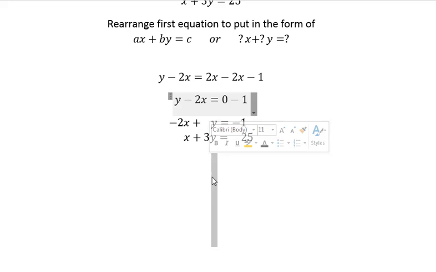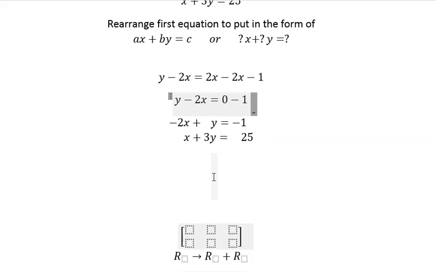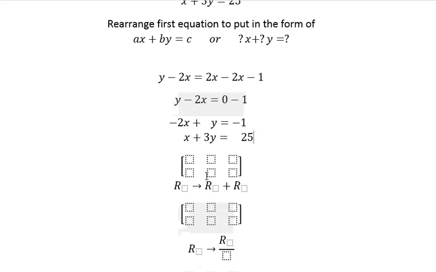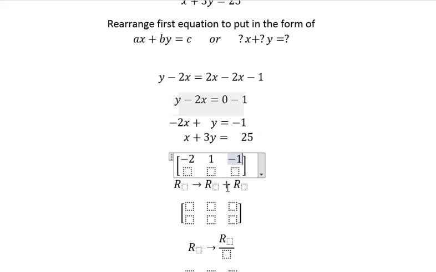Okay, and let's fill out the matrix. So we have negative 2x plus 1y is equal to negative 1. That's the first equation, negative 2 plus 1 equals negative 1. Then we have 1x plus 3y is equal to 25. And now I've filled my matrix out, and now it's time for the elimination.